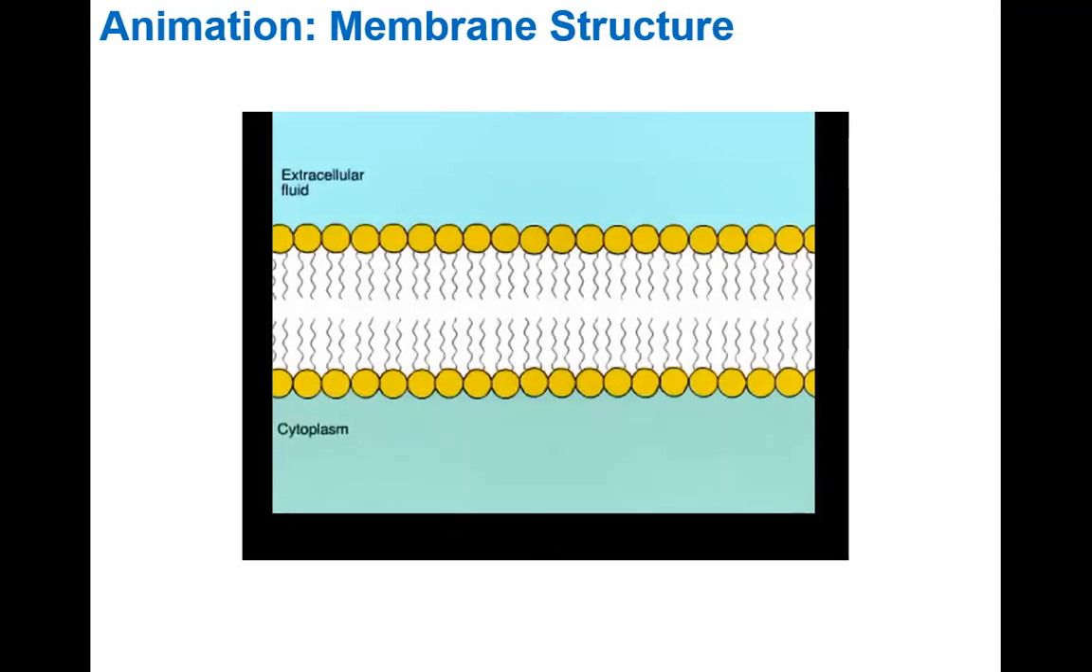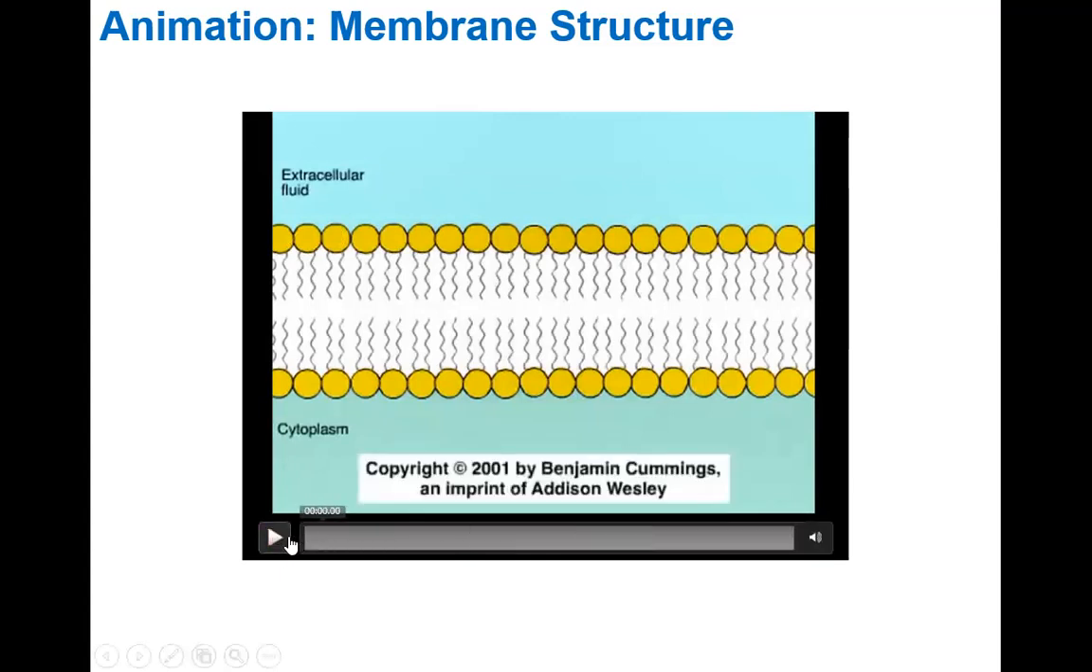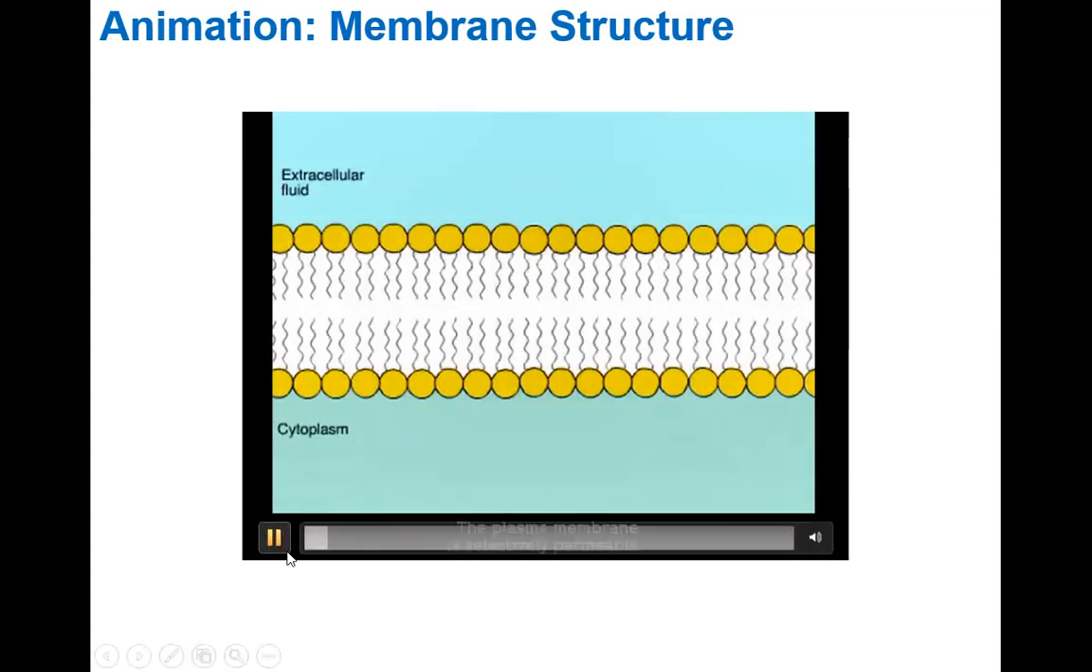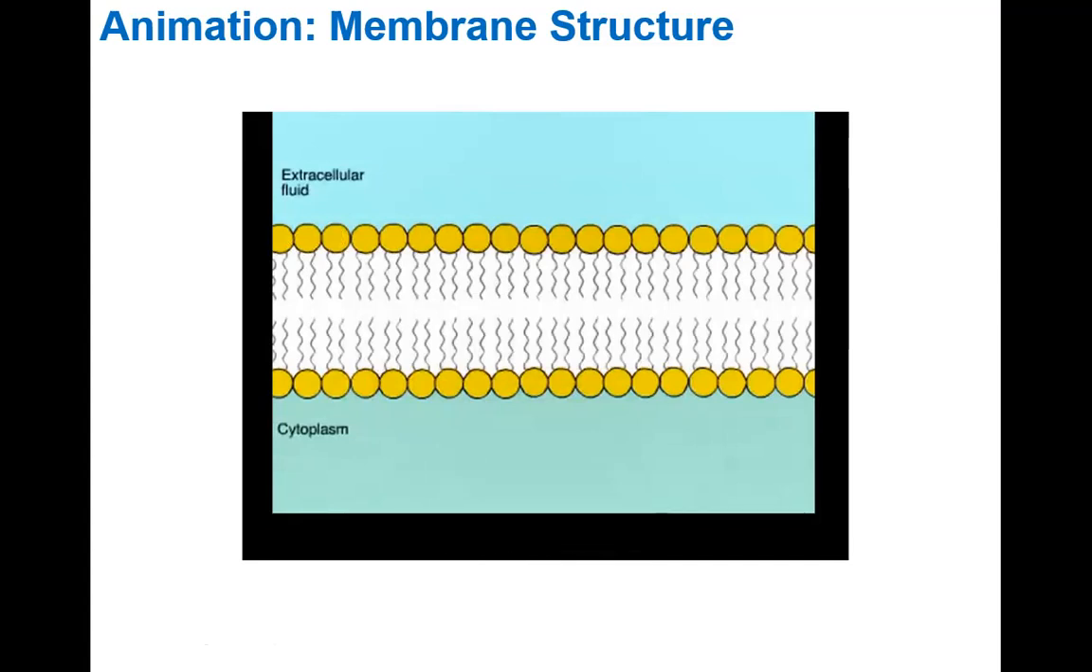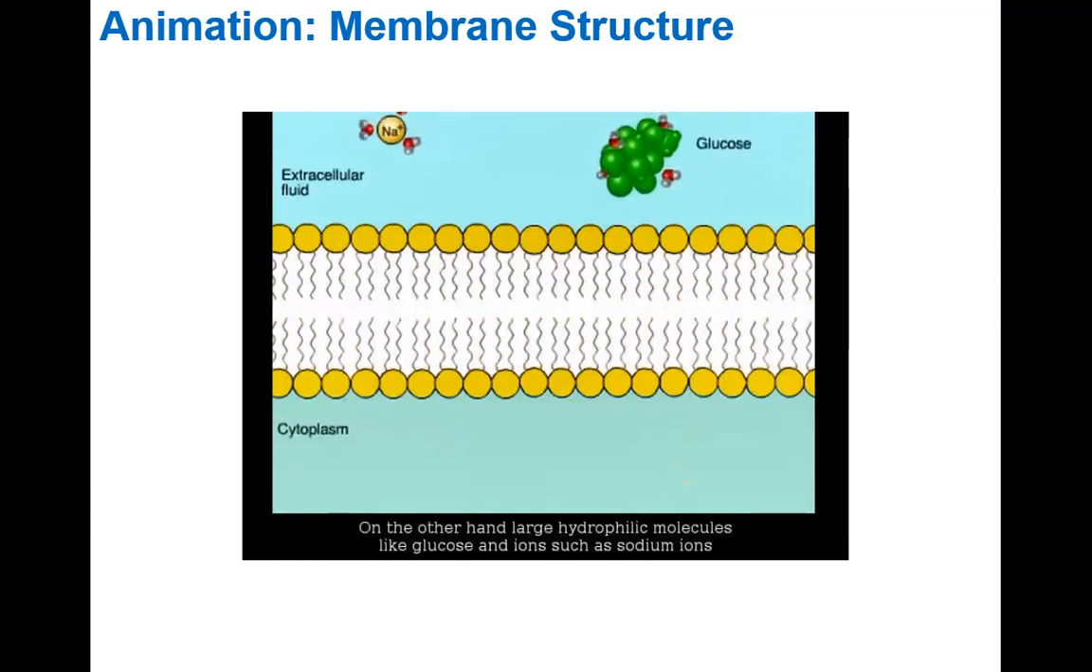Is selectively permeable. It lets some substances through. The plasma membrane is selectively permeable. It lets some substances through and not others. The hydrophobic interior of the bilayer is one reason membranes are selectively permeable. Hydrophobic molecules, those that are soluble in lipids, can easily pass through the membrane. In addition, small molecules like O2 can sneak between the phospholipids of the membrane. On the other hand, large hydrophilic molecules like glucose and ions, such as sodium ions and hydrogen ions, cannot pass through the membrane unaided.